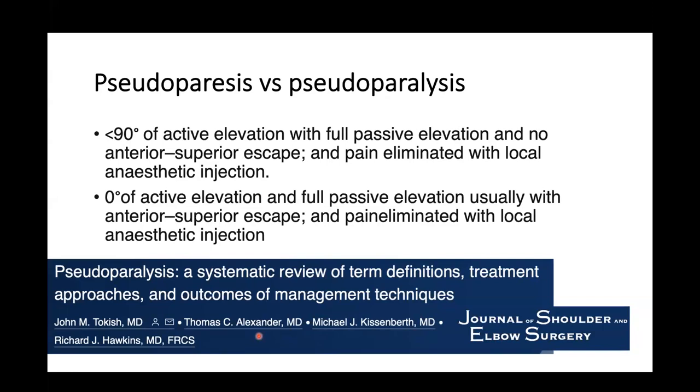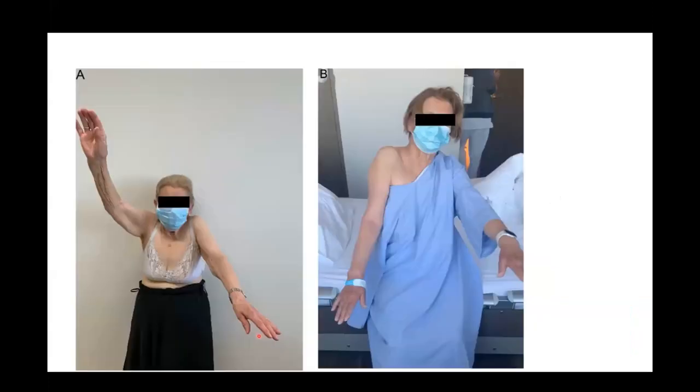And in pseudoparalysis, there will be 0 degrees of active elevation with full passive elevation and there will be a presence of anterior superior escape. So the differentiating feature, you can see in the figure on the left side, in A, that is a pseudoparesis, as the lady is able to do an active forward elevation of less than 90 degrees. Whereas in figure B, that's a pseudoparalysis. There is 0 degrees of active forward elevation and you can appreciate the anterior superior humeral escape here, whereas that will be absent in pseudoparesis. So these are the differentiating features. And in both, there will not be any neurological impairment, and passive elevation will be full.